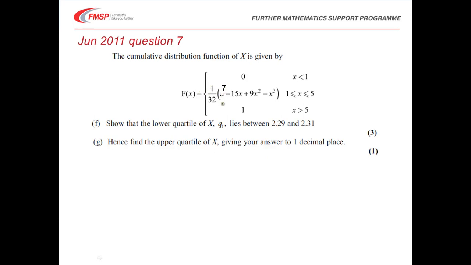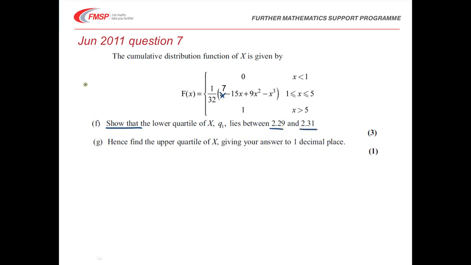So we can substitute the value for a, and you can do what I've done here. What I recommend in questions is to, once you've worked out a value, cross it out and replace it with the value that you've worked out, so when you're referring back you know that. And now we're asked to show that the lower quartile is between 2.29 and 2.31.